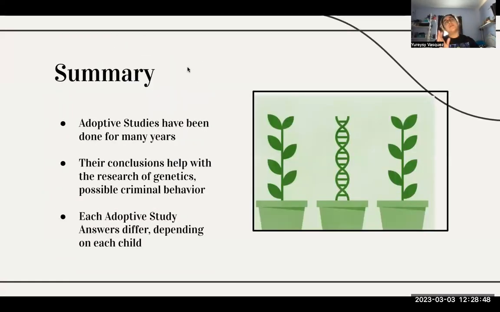So the summary is, adoptive studies have been done for many, many years. Their conclusions help with the research of possible genetic criminal behavior. They help see how our genetics differ if we're put into different places, and maybe we're not predisposed to be what our genetics say that we're supposed to be. Our environment could affect us and could change us for the better. That's a possible question that adoptive studies help answer. Each adoptive study differs depending on the child and the family and all that.